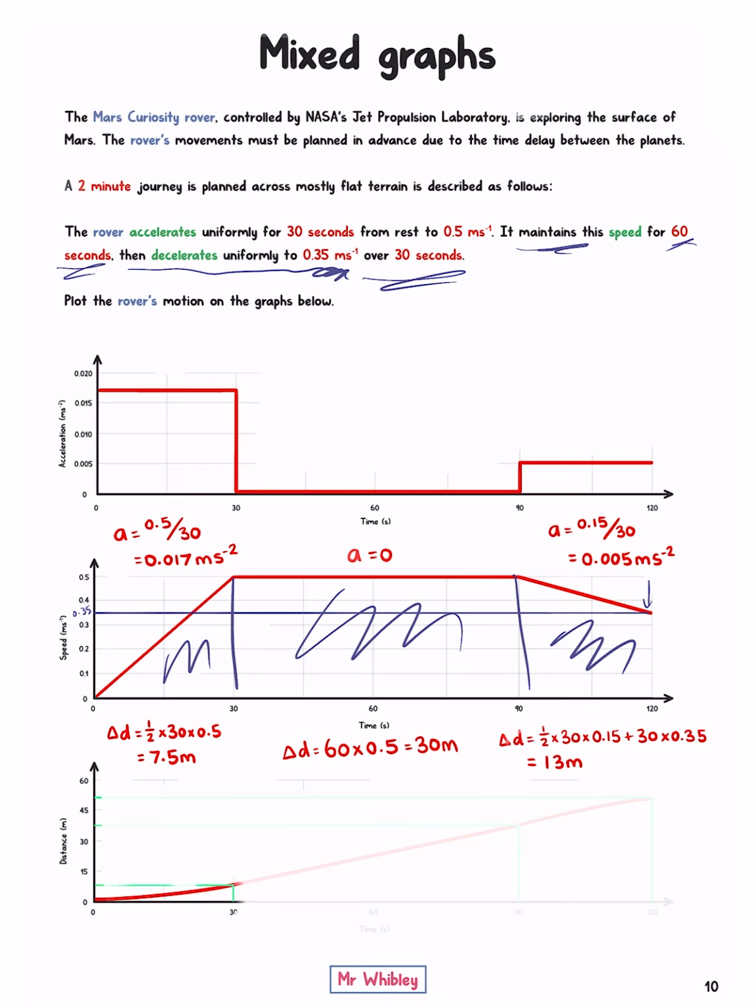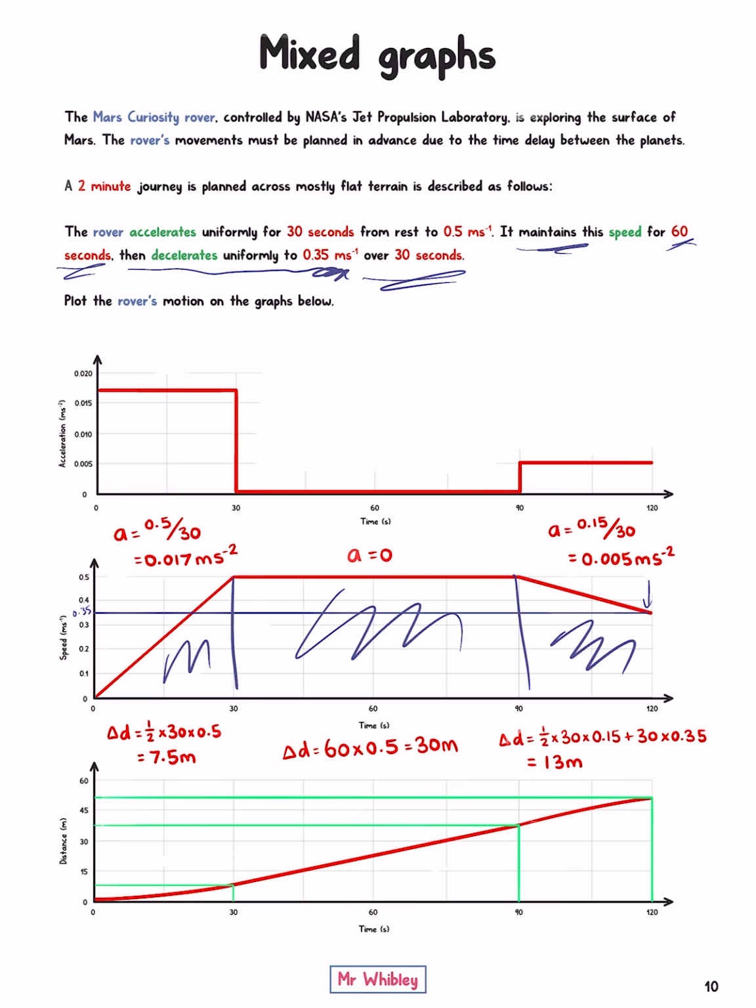Now bear in mind, because we are accelerating, our slope should be getting steeper and steeper. And now add on top of this 30 meters, where we have a constant slope because we have a constant velocity. In our last section, we travel a further 13 meters, and our slope should be getting less and less, because we're decelerating, our speed is getting less and less.